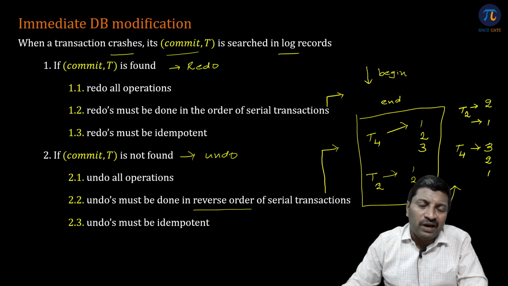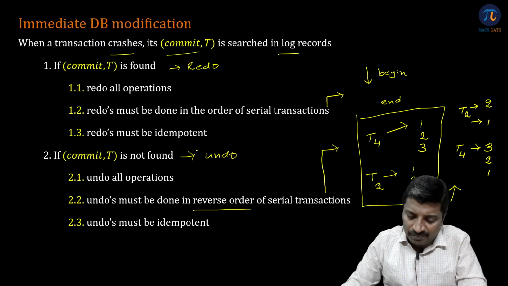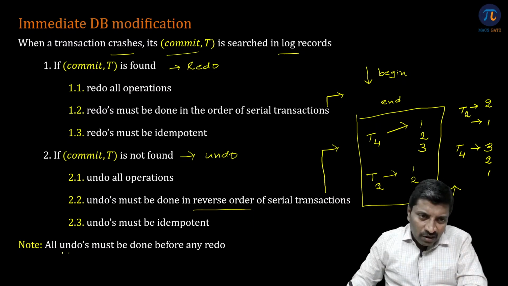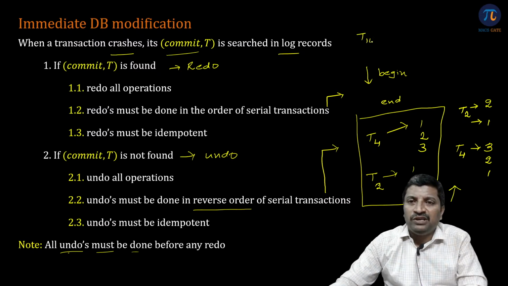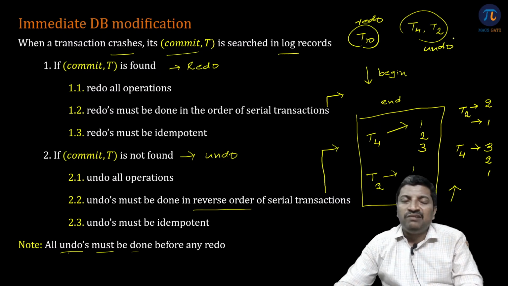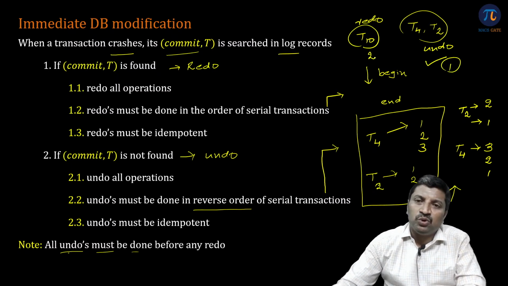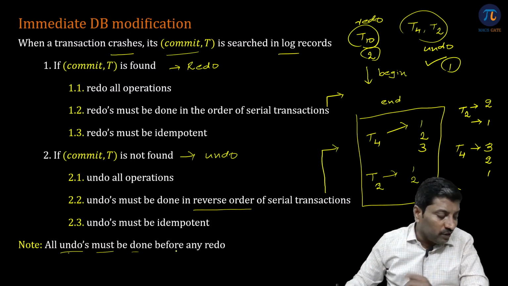Even undos also must be idempotent. That means if there is an operation for 2 or 3 times, we do it only 1 time. Here you are doing 2 things, sir. Okay. Before going to this one, listen to me. All the undos must be done before any redo. Suppose I have T10, which I need to redo. I have T4, T2, which I want to undo. We don't mind which was started first. First I need to complete the undo list. Then I need to go to the redo list. So all the undos must be done before any redo.